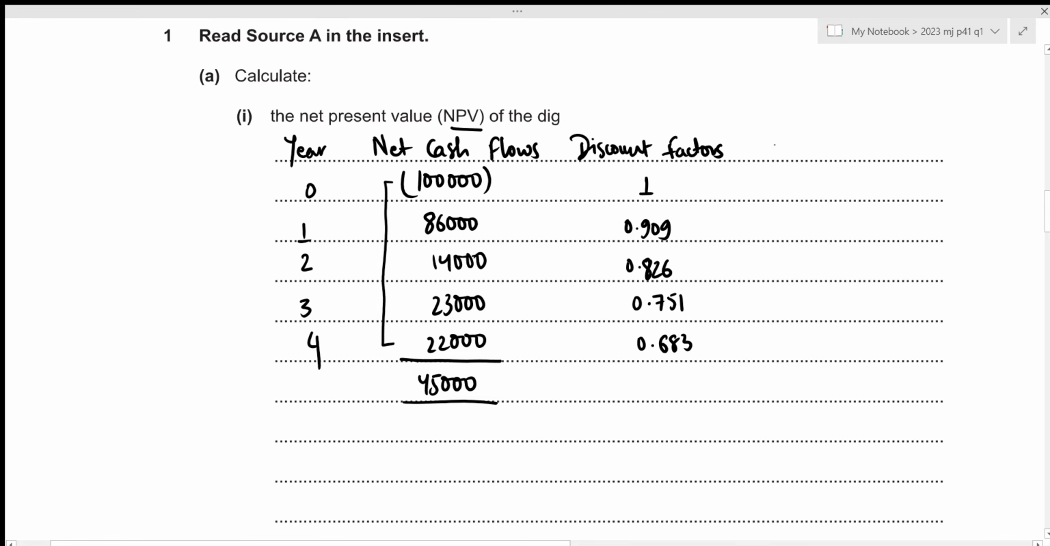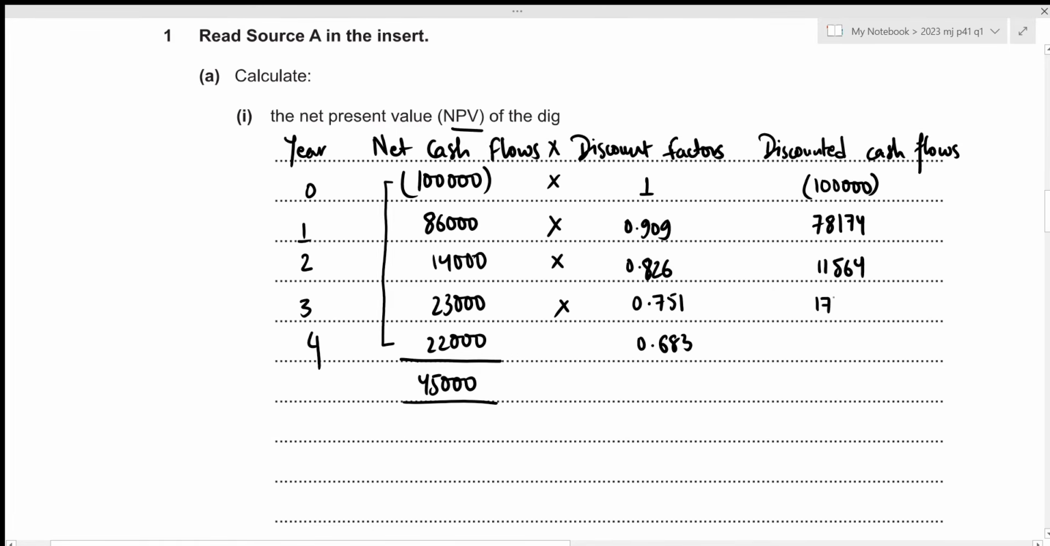Now we just need to figure out our discounted cash flows. And discounted cash flows is just the product of net cash flows and the discount factors. So for year 0, that is just going to be negative 100,000 times 1, which is still negative 100,000. Now the discounted cash flow for year 1 is 86,000 times 0.909, which results in 78,174. For year 2, that will be 14,000 times 0.826, which results in 11,564. For year 3, that's 23,000 times 0.751, which results in 17,273. And for year 4, that's 22,000 times 0.683, which results in 15,026.